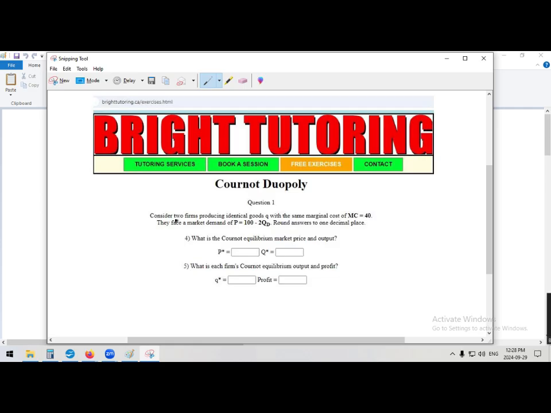So here's the question. Consider two firms engaged in a Cournot duopoly, where each firm has a marginal cost of 40 per unit. They face an aggregate market demand of market price P equals 100 minus 2 times the market quantity. Now what we have to figure out is the Cournot equilibrium, market price, and quantity. And then once we have that, we have to figure out each firm's quantity and profit.